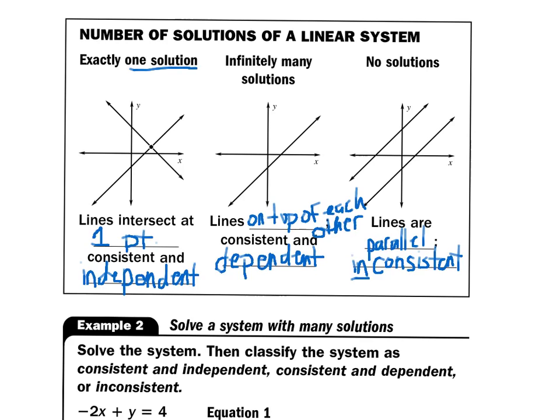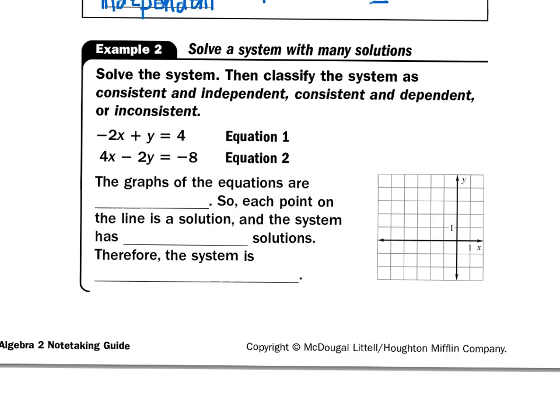So, example 2, solve a system with many solutions. We have equation 1 and equation 2. So, if I was just looking at this, what would I probably tell you to do to equation 2? I would say, I bet all those could be divided by 2. So, let's go ahead and divide them by 2. 2x minus y equals negative 4. Okay, if I flip all the signs on here, do you notice that this is just equation 1 over again?